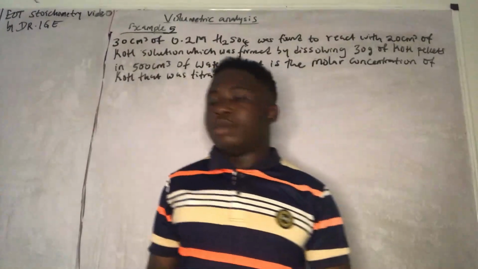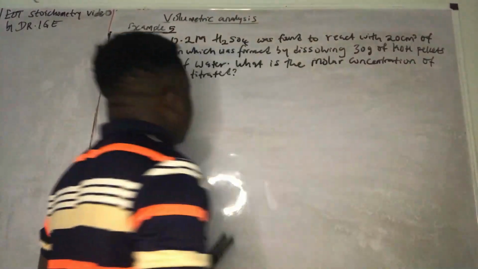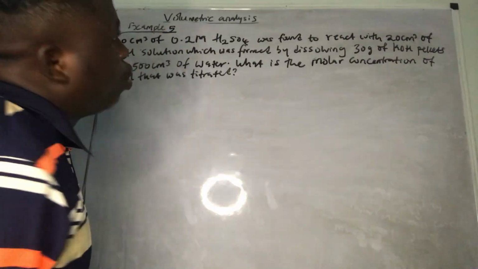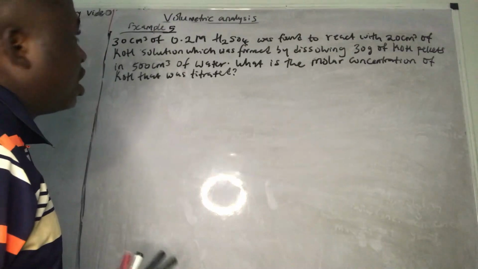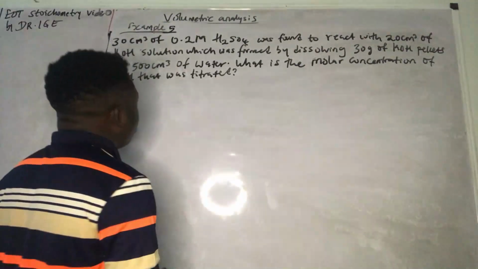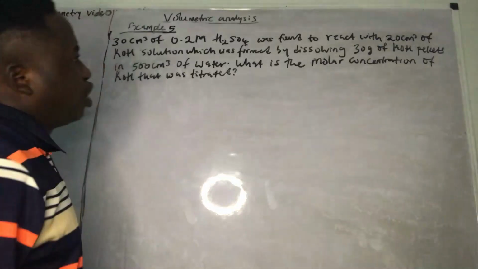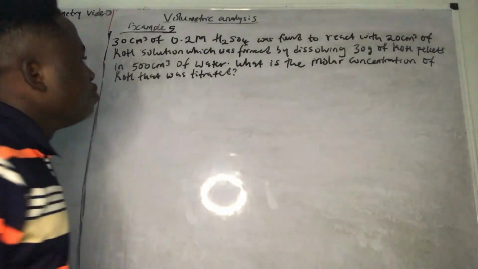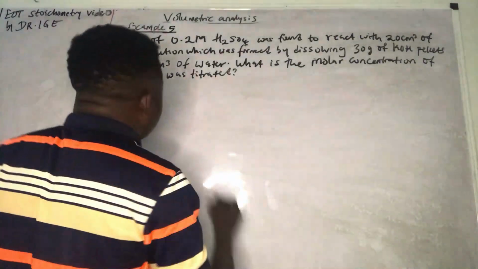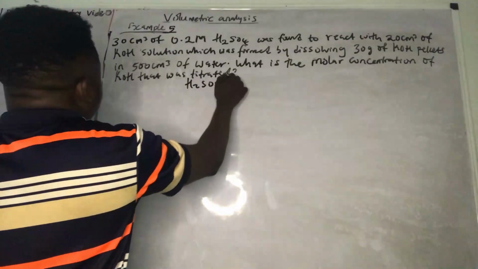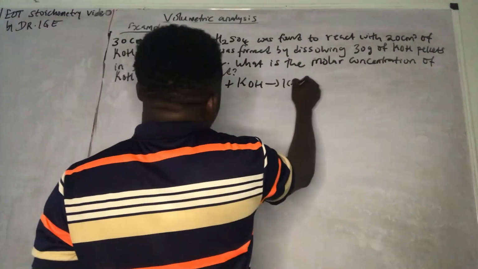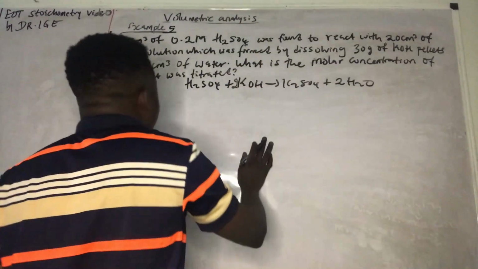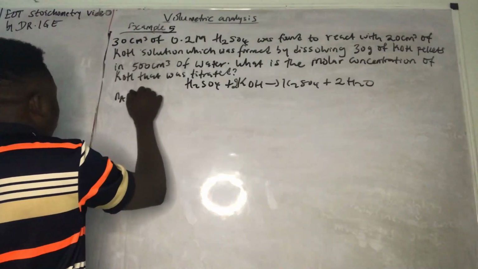I just put the example 5 question on the board. 30 cm3 of 0.2 molar concentration of H2SO4 was found to react with 20 cm3 of KOH solution, which was formed by dissolving 30 grams of KOH pellets in 500 cm3 of water. What is the molar concentration of KOH? It's easy. First is the equation. H2SO4 reacts with KOH to give K2SO4 plus H2O. Check that it is balanced.